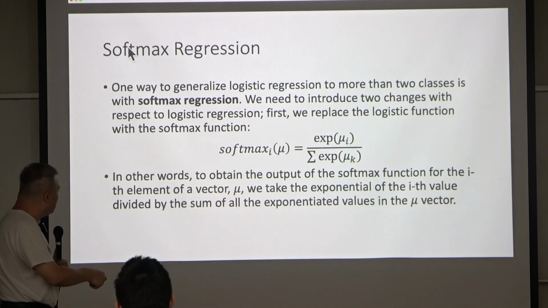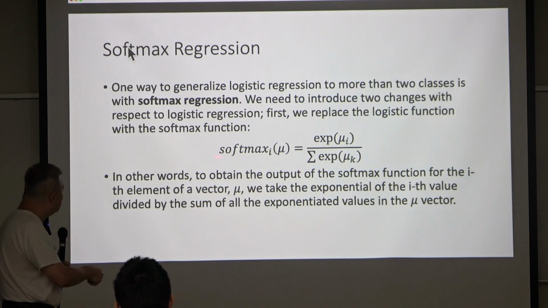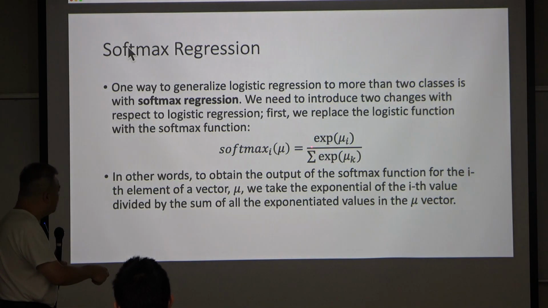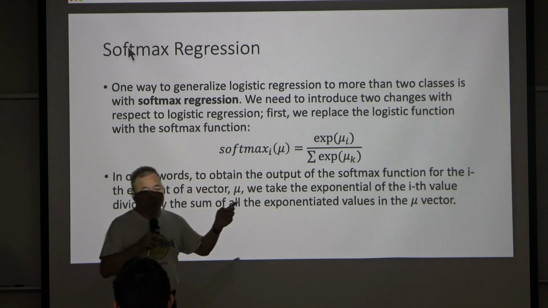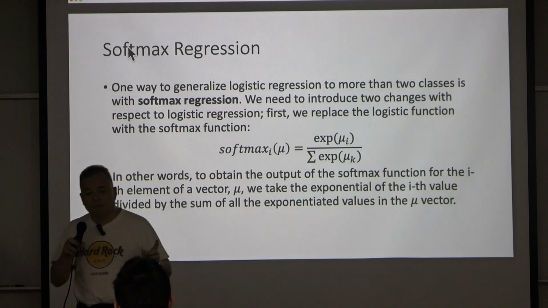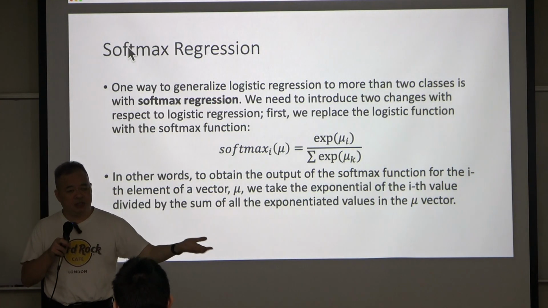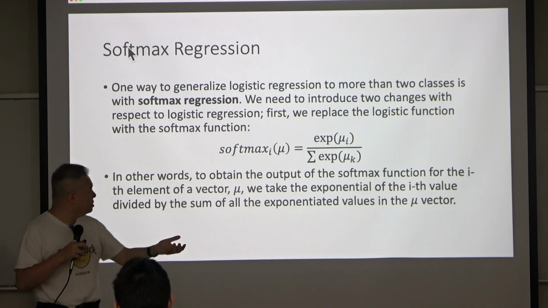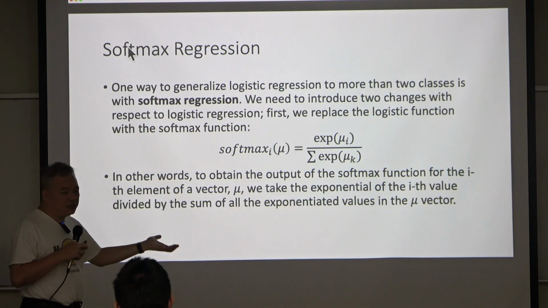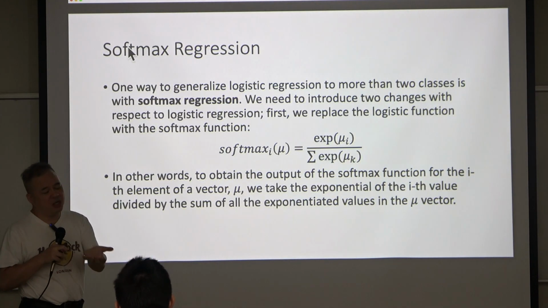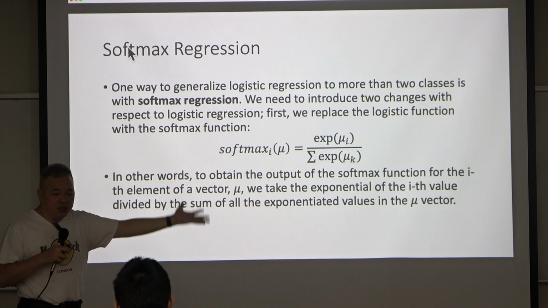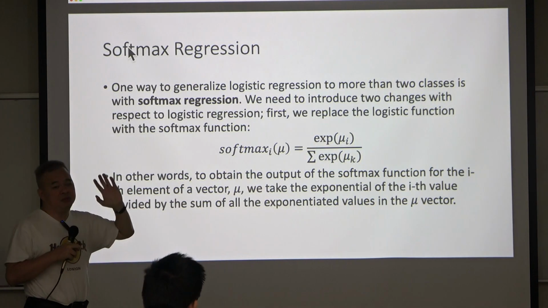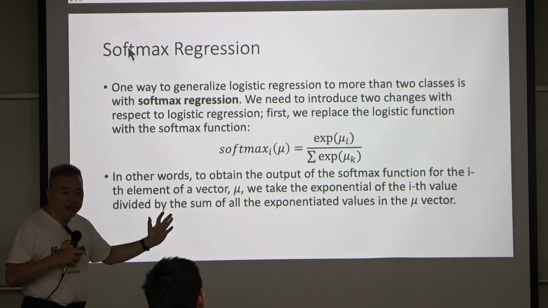And the second thing: for each softmax i, this result is going to be in the range of 0 and 1. Because the denominator is the sum of all the terms, exp mu 1 plus exp mu 2 plus exp mu 3 plus and so on, plus exp mu n, and your numerator is one of those. So the result is going to be between 0 and 1. This is the second thing.